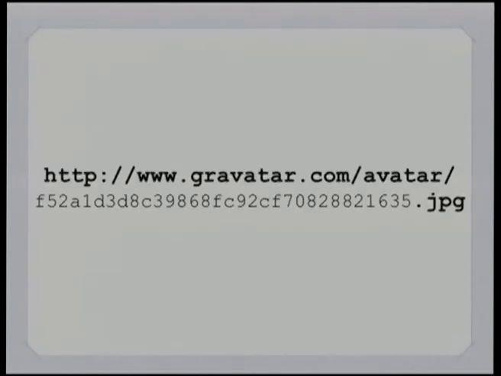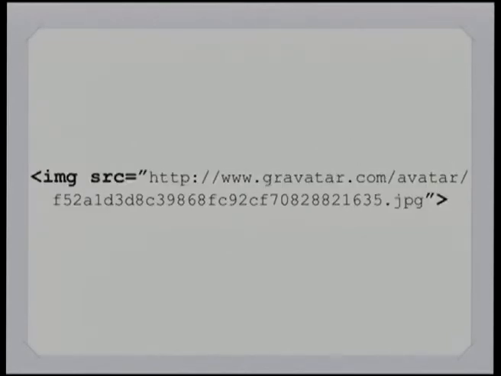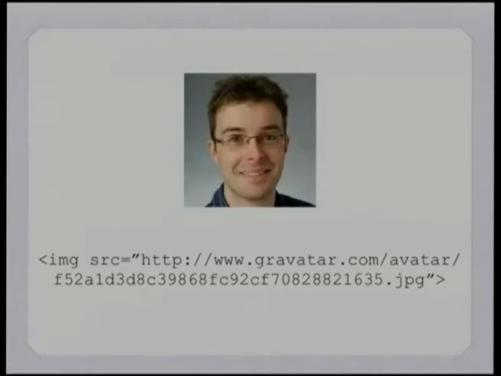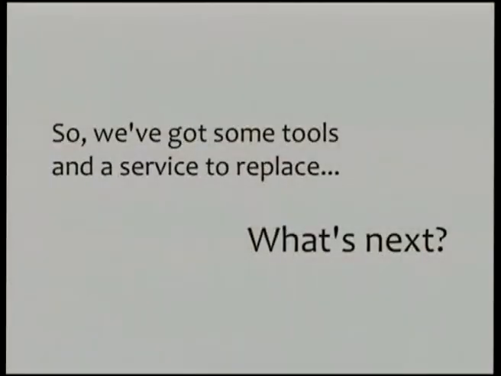Here's how it works. You take the email address as entered by the user. You lowercase it. You take an MD5 sum of it. You turn that into a URL. You can probably see where that's going. You stick that into an image tag. And that's it. That's all you need to do. That's the API. So on your site, you have photos for your users that are hosted somewhere else, and they get pulled in by the browsers directly. So it's quite simple.